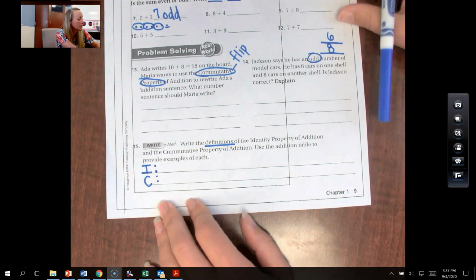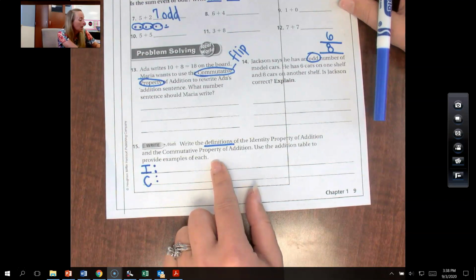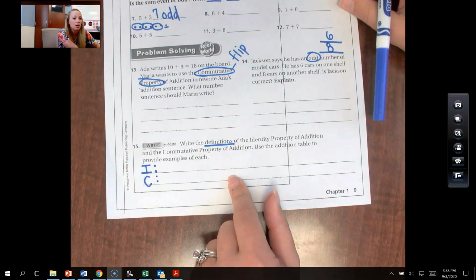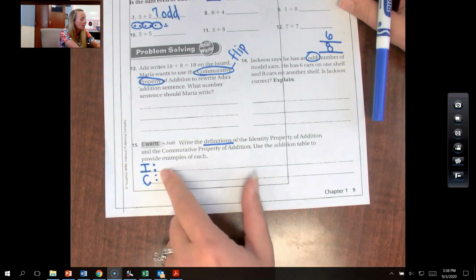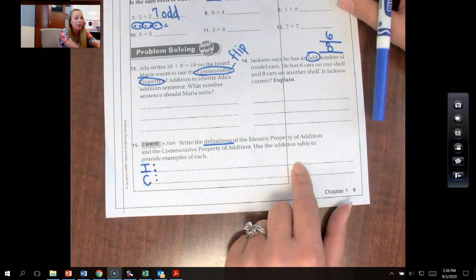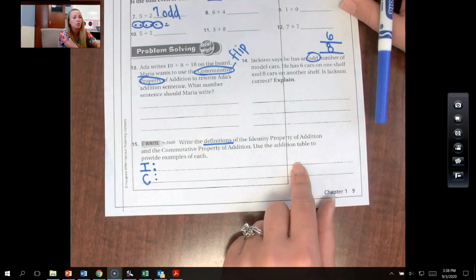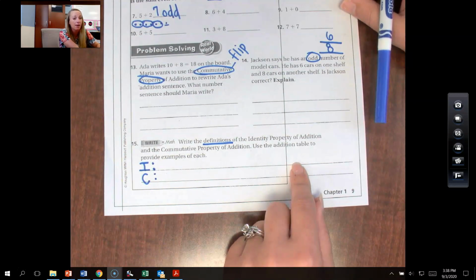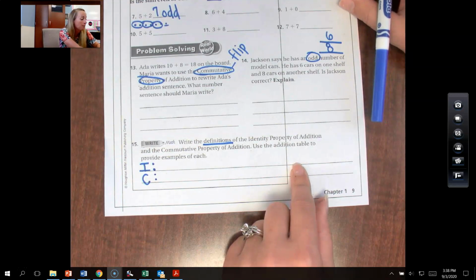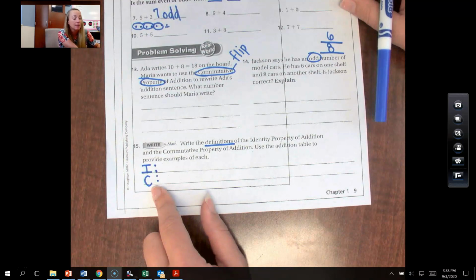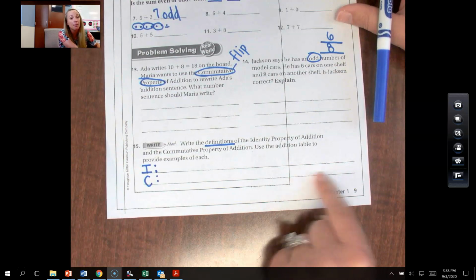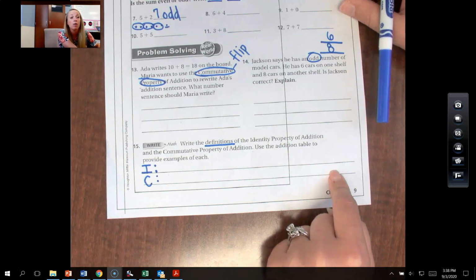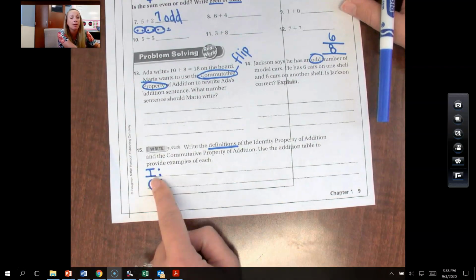You need to tell me what the identity property is in words and what the commutative property is in words. You then need to use an addition table. You need to provide me examples of each. So first, tell me what it is, and then give me an example. If you're not sure what an example is, rewind the video, find the identity property so you know an example of the identity property. For commutative, same thing. Tell me what it means and give me an example as well. If you don't remember, rewind the video, watch it, and find the examples of identity and commutative.